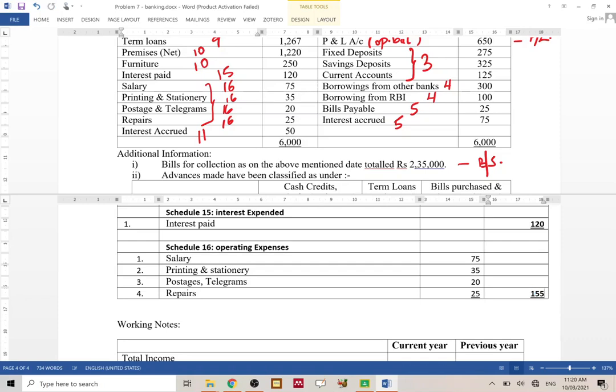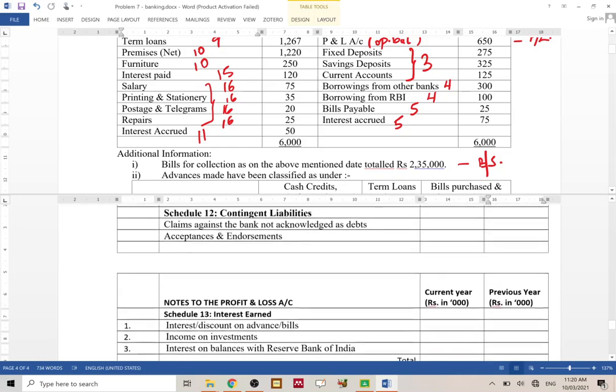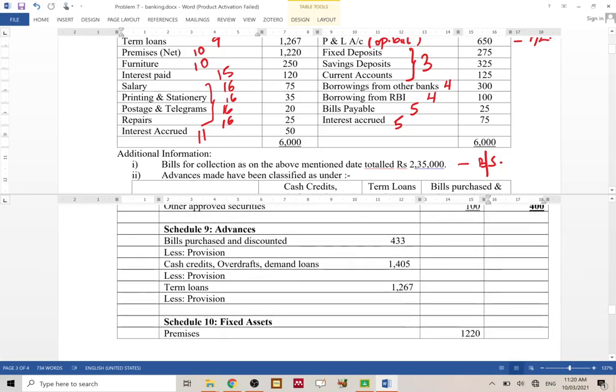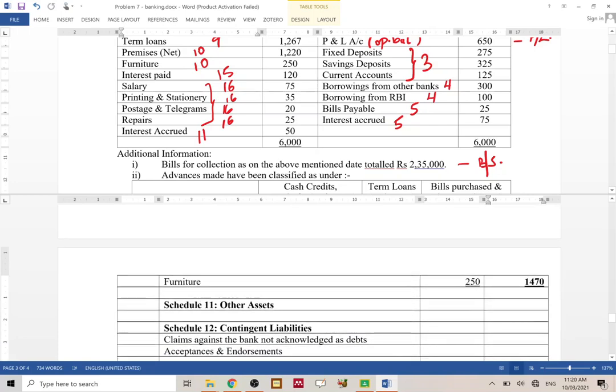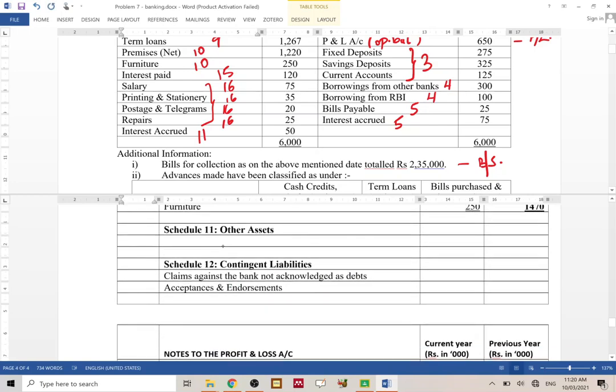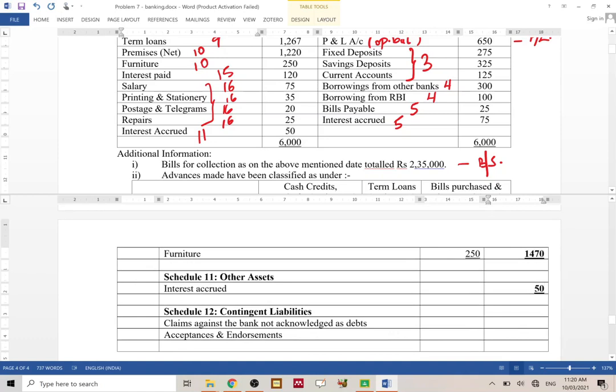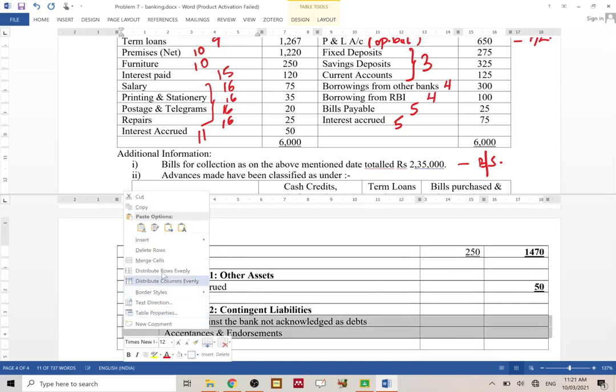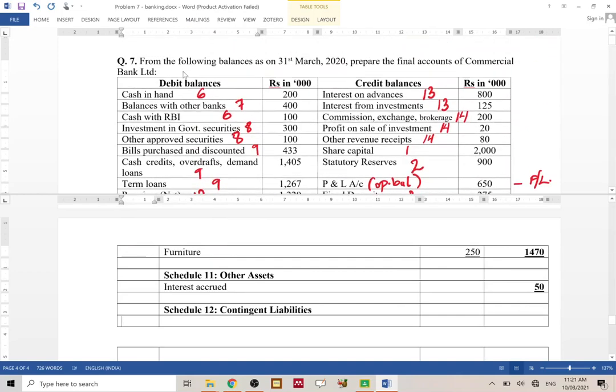Final amount, that is interest accrued, we said would go to other assets. This is interest receivable for us, so we put it under other assets. Interest accrued. Can put directly in the outer column because no other adjustments. It is 50. Done. So far we have added whatever items had been given in your debit balances.